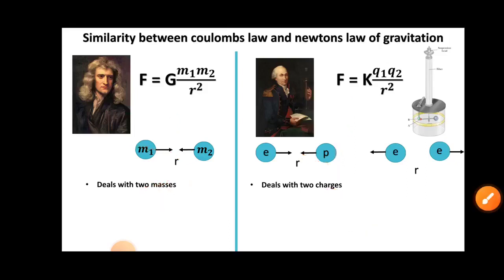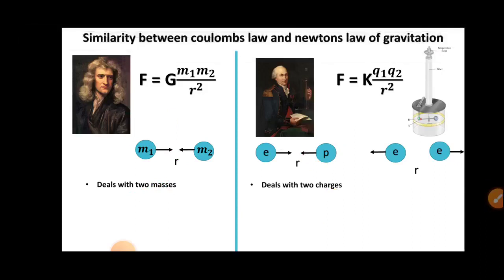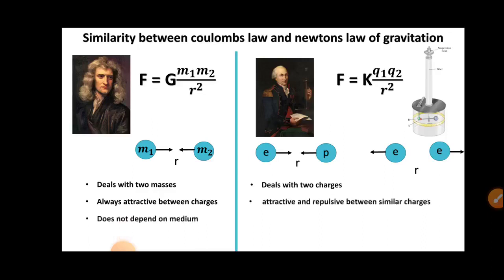The gravitational force is always attractive. In Coulomb's law, the force between similar charges is repulsive and the force between opposite charges is attractive. The gravitational law does not depend on the medium, and G is called the universal gravitational constant, while in Coulomb's law, K is a constant of proportionality. It depends on the medium. The gravitational force is very weak while the Coulomb force is very strong. So this is the similarity between Coulomb's law and Newton's law of gravitation.